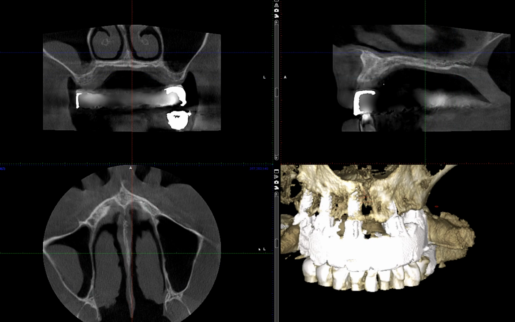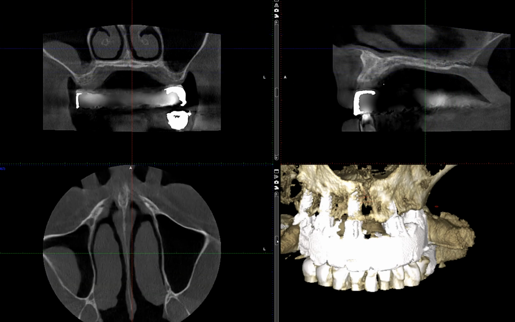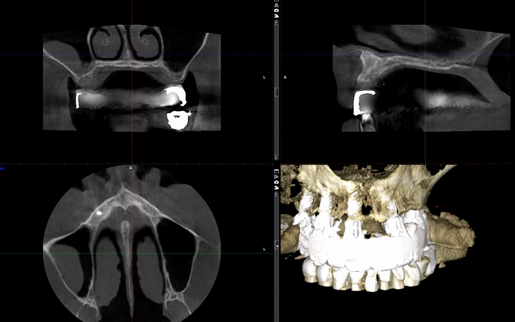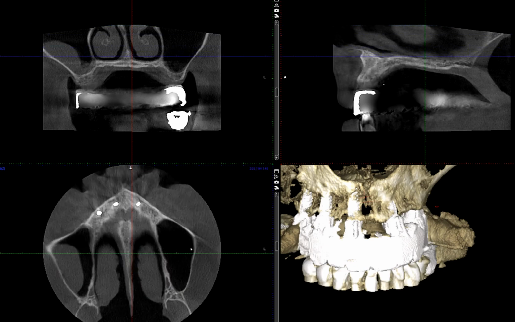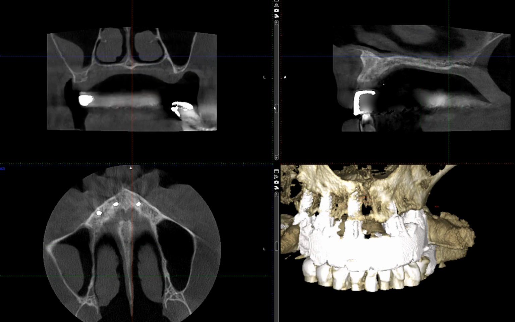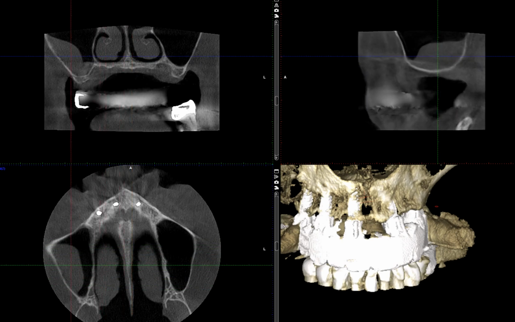Now, as I scroll up and down in this axial view, you can see that for the most part the left maxillary sinus is grossly clear. However, when we look at the right maxillary sinus, there is this dome-shaped radiopacity, both in the axial plane as well as the coronal plane. And we can see that in the sagittal plane as well.